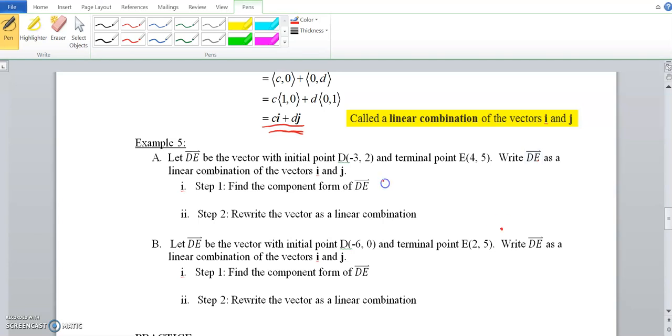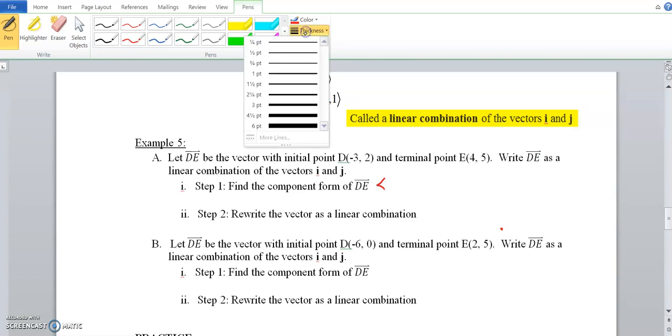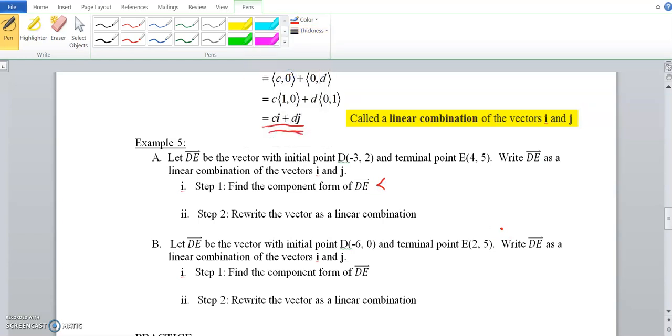To do that, we take 4 minus negative 3, so x2 minus x1, and 5 minus 2. So our vector in component form, step 1, is 7 comma 3. And then step 2, rewrite the vector as a linear combination.